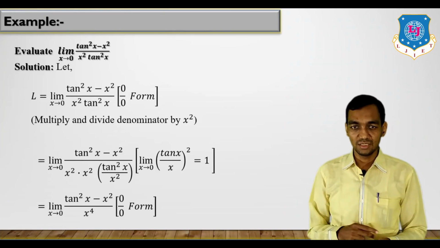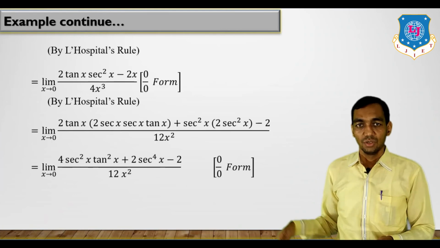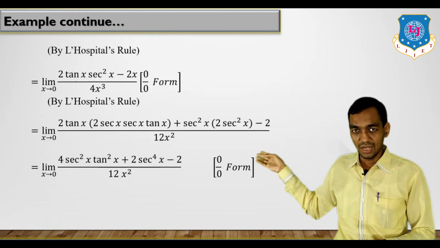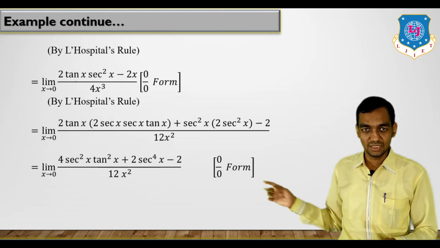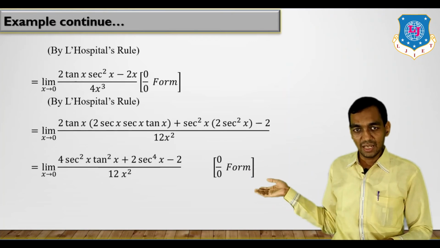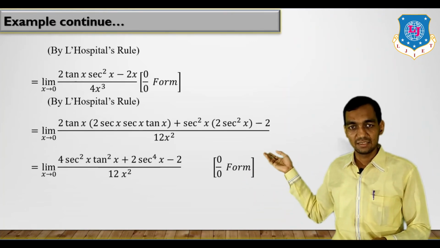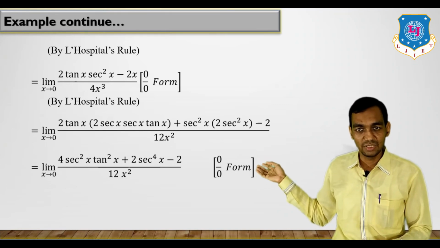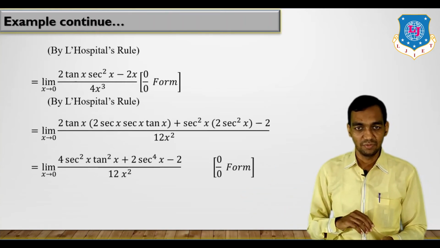Now this is a 0 by 0 form. So applying L'Hospital's rule, that will give you, in the numerator, 2 tan x into sec square x minus 2x, divided by 4x cube, because the derivative of x raised to 4 is 4x cube. Still this is 0 by 0, again applying L'Hospital's rule, that will give you 2 tan x into 2 sec x tan x plus sec square x into 2 sec square x minus 2, divided by 12x square.